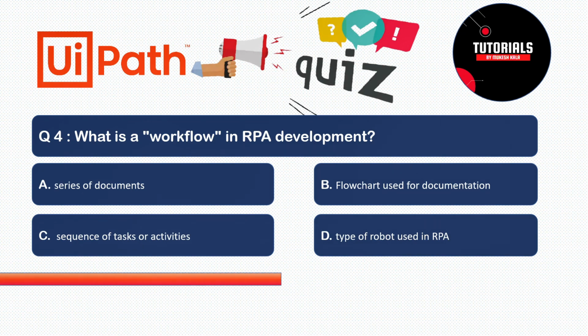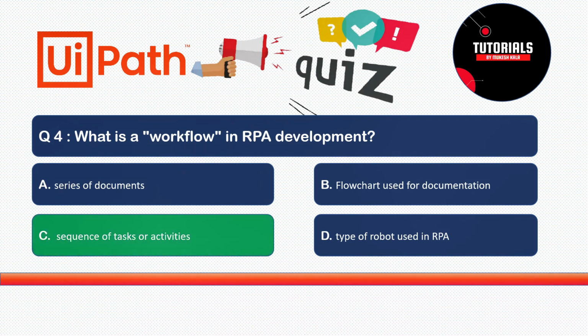Let's see the correct answer for the workflow. A workflow is a sequence of tasks or activities. Whenever we talk about UiPath, we have sequence, flowchart, state machine, and global exception handler. All of these are different kinds of workflows, which means I can use a workflow to automate a sequence of tasks or activities, right? So the correct answer is option number C.